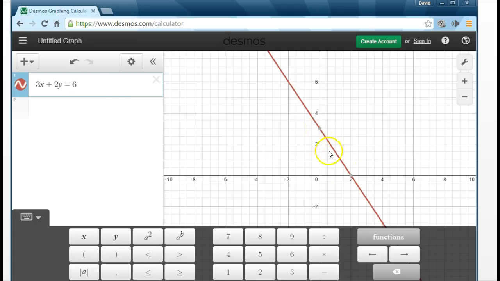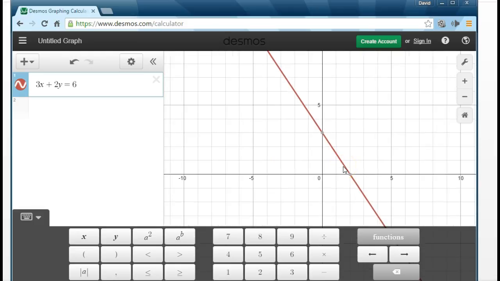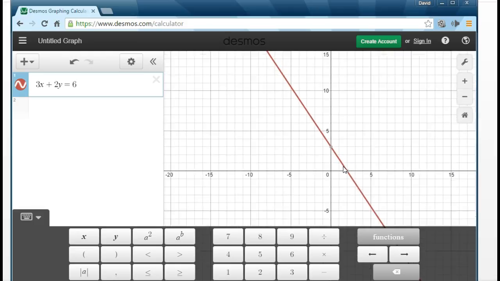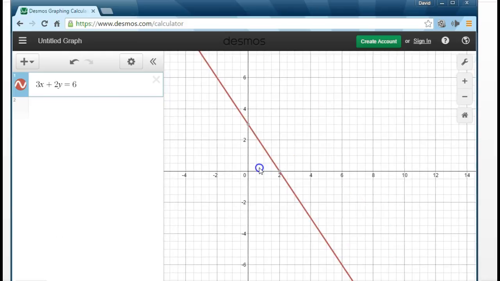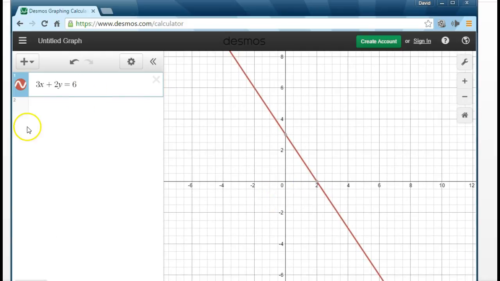And there's the point (0, 3). There's the point (2, 0). And it does a nice job. You can use your mouse to zoom out, zoom in, and move things around. Just a great tool for graphing. Really nice, clean graphs as well.